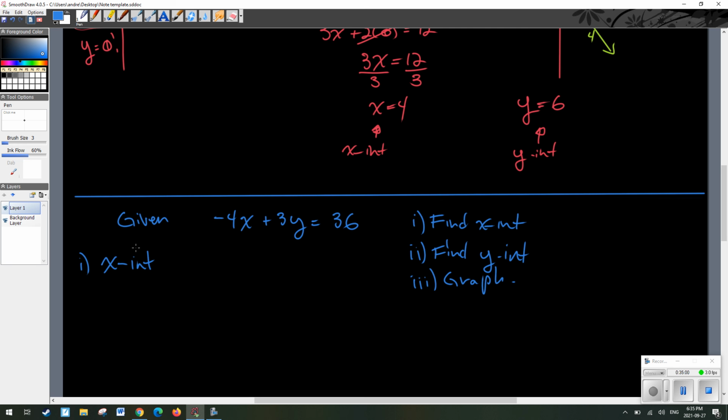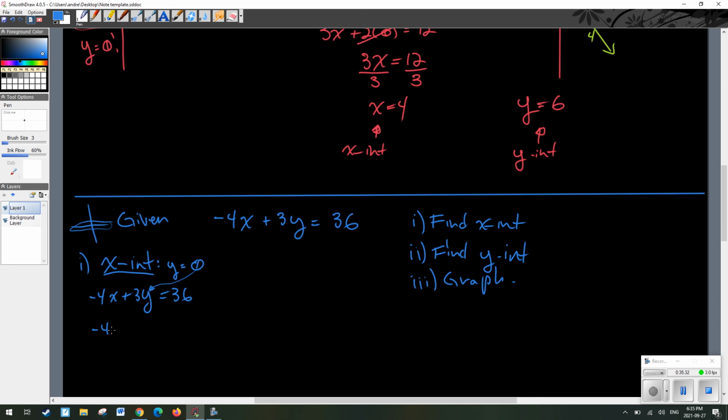And I find it's often a good idea to just draw a little teeny sketch to help me remember what's going on. X-intercepts happen along here, which means that y equals 0. So if I want an x-intercept, that means that y must equal 0. So I take my equation, negative 4x plus 3y equals 36, and I know my y value has to be 0. So it goes in there.